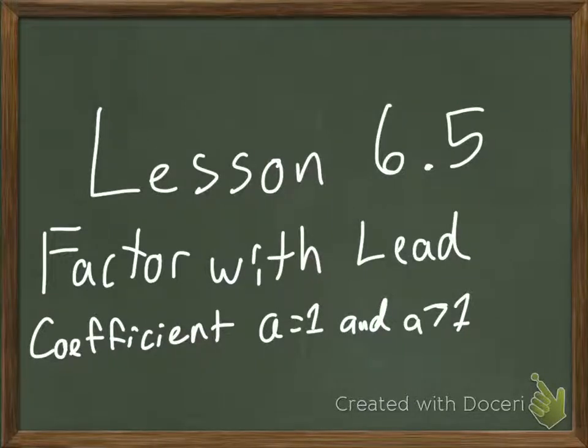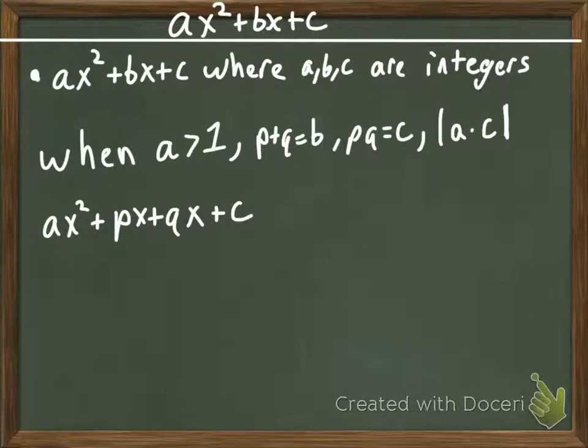Alright, welcome to lesson 6.5, factor with lead coefficient a equal 1 and a greater than 1. Well, since this is point 5 of lesson 6, we're going to go to the a is greater than 1. And this is really not too much more complicated than what we did with a equals 1. It just involves more steps. So let's jump on in.